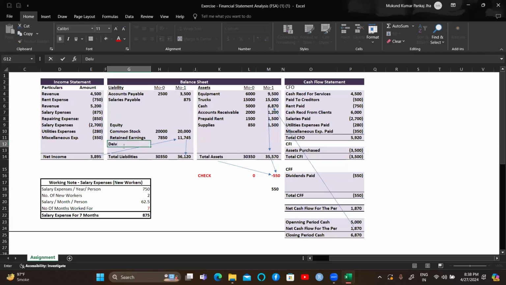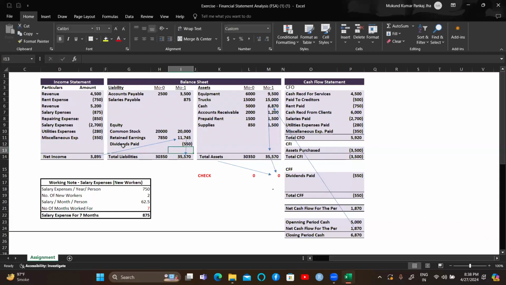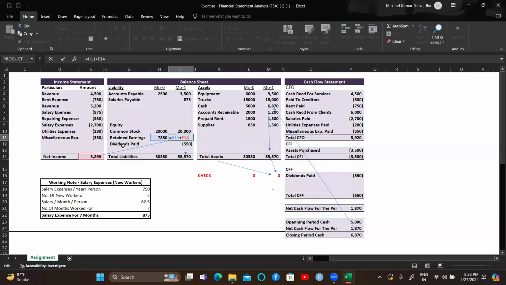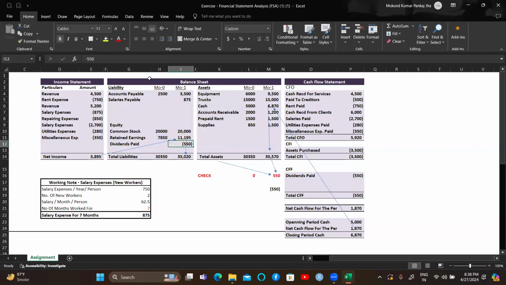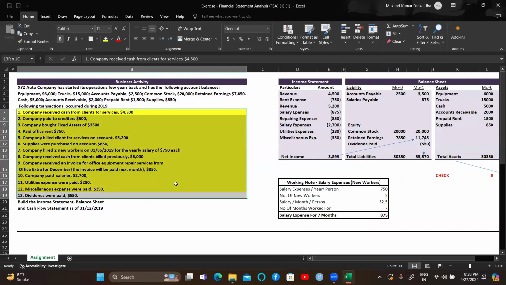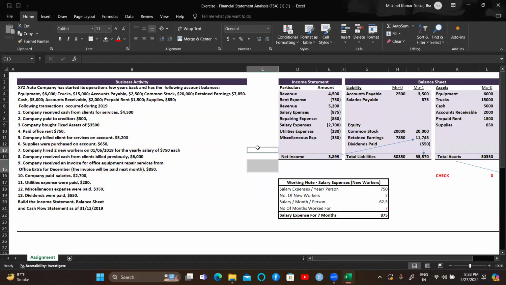It will be the part of equity, dividends paid, and that would be minus 550. We could have also reflected this in retained earnings, but still, if you want to see the amount of dividend that has been paid, this is the amount. So based on this, we are done with this. I will save this sheet and share it with you.